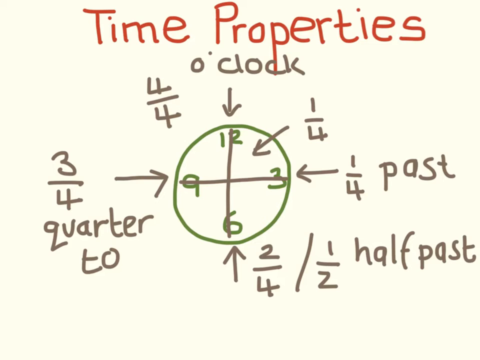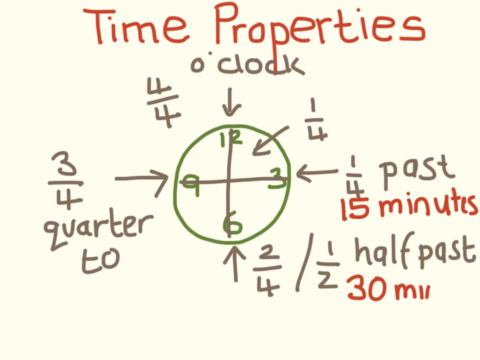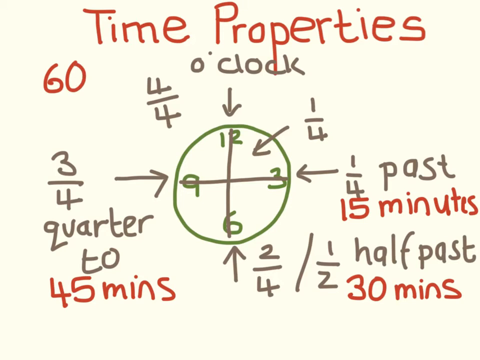Each of these quarters is actually worth 15 minutes. So 2/4 is double that, which is 30 minutes. 3/4 is 3 times 15, which is 45 minutes. And a whole hour, the 4/4, is 60 minutes.